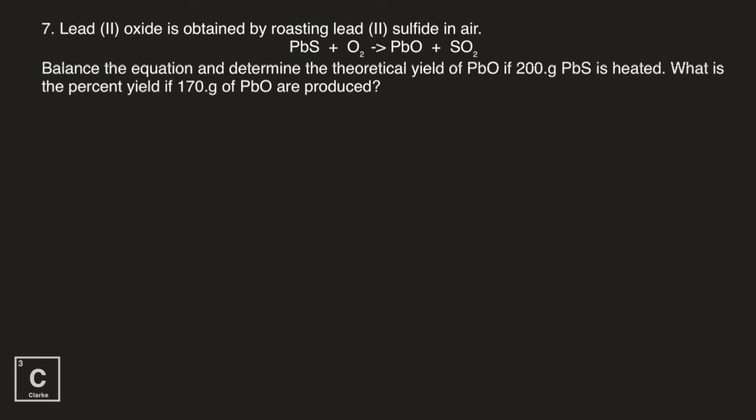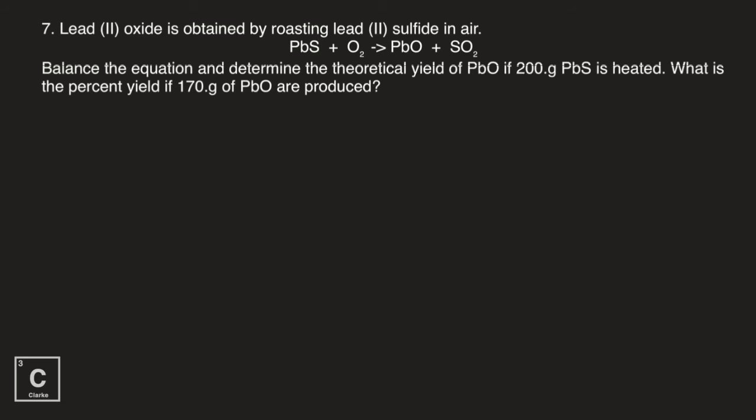Lead 2 oxide is obtained by roasting lead 2 sulfide in air. Balance the equation and determine the theoretical yield of lead 2 oxide if 200 grams of lead 2 sulfide is heated. What is the percent yield if 170 grams of lead 2 oxide are produced? Let's balance this equation first.